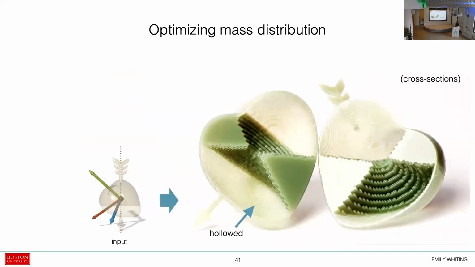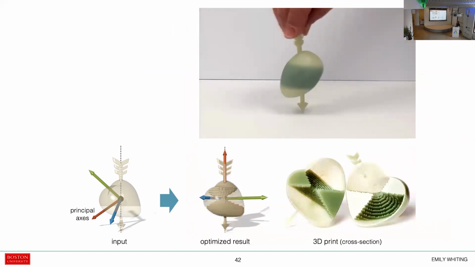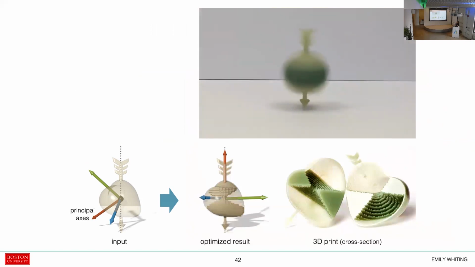So here's a photo of a 3D printed version following that optimization. So you can see distinct areas for hollow and solid. And here we have the spinning example. So for this heart model, the arrow is the spinning axis. You can see it's a stable spin. Along the bottom, you can also see how we show the orientation of the principal axes and how the orientation has changed significantly from the input to the optimized result.